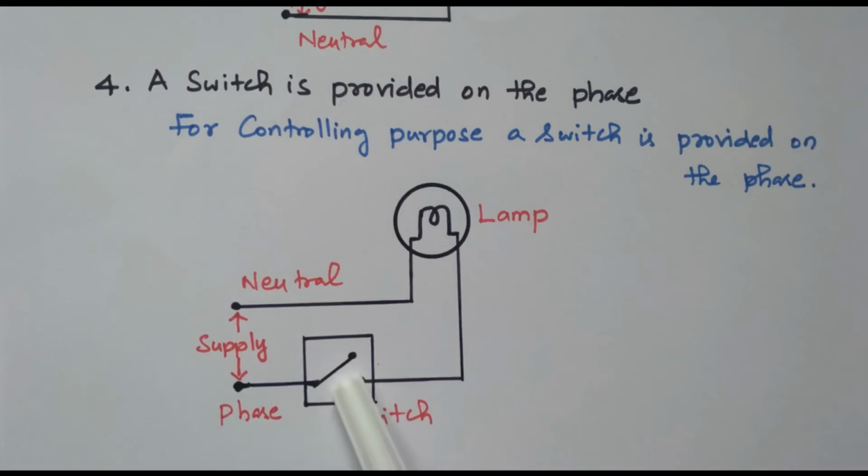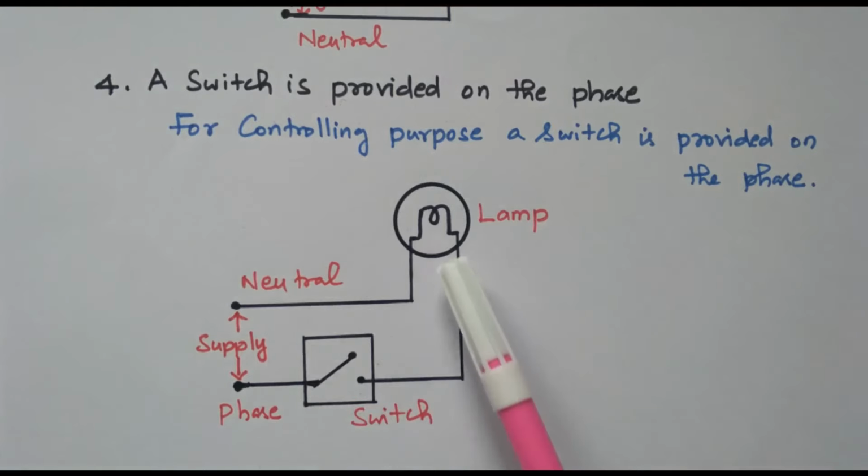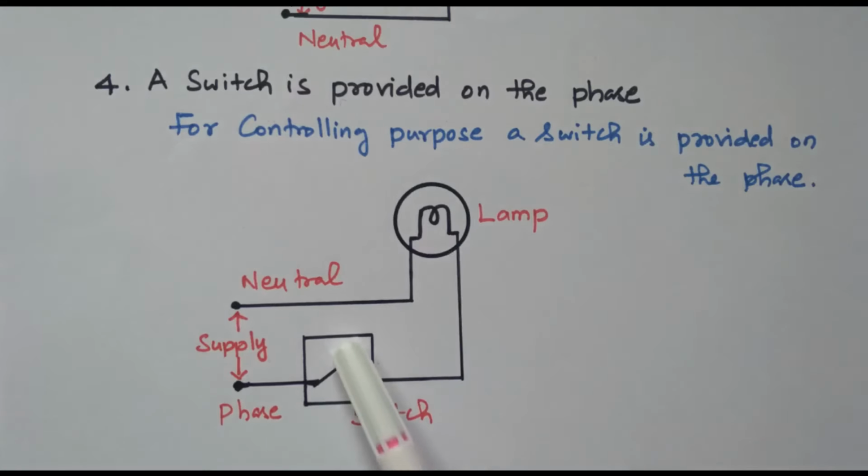So now it is in the disconnected condition, so supply is not given to the lamp. If the switch is closed, the phase is given to the lamp, so it will start to glow. If the switch is open, the phase is disconnected. So we can control the glow of this lamp using this switch. The switch is closed, supply is given, the lamp will glow. If the switch is open, supply is disconnected, lamp will not glow. Now we'll go to the next type of connection.